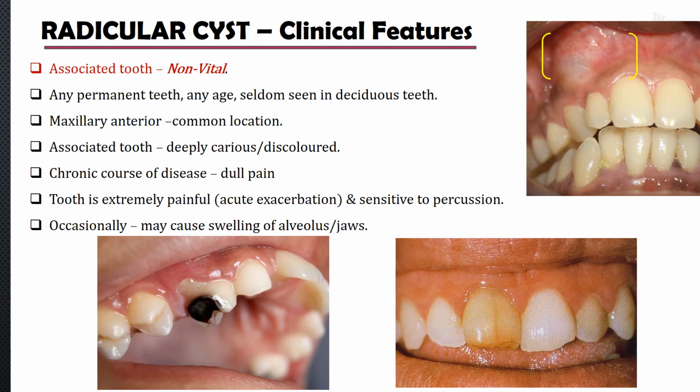So when the radicular cyst follows a chronic course, it may be associated with dull pain in relation to the affected tooth. The tooth may be mildly tender on percussion. However, in certain situations, when there is an acute exacerbation of the lesion, the tooth may become extremely painful and sensitive to percussion. Occasionally, in the late stages of the radicular cyst, it may result in excessive cortical expansion, resulting in swelling of the alveolus or the jaws, as seen in this image.